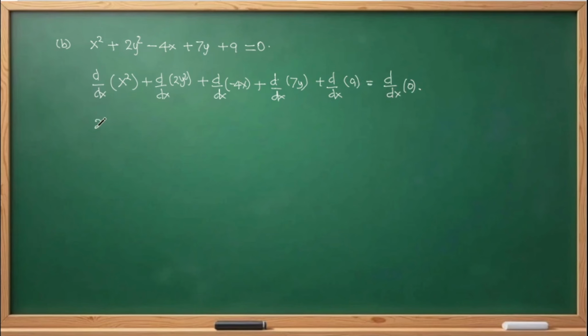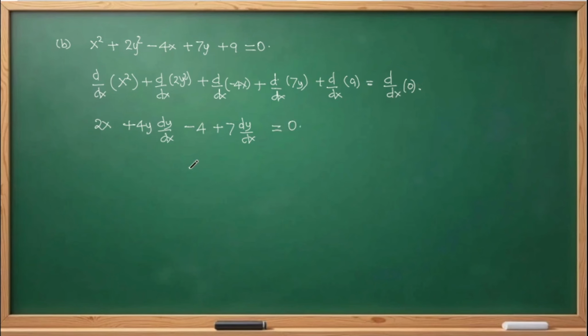So we can differentiate this, we obtain 2x. Now here, implicit differentiation, we have 4y times dy/dx. Here is the normal differentiation, we have negative 4, and here also implicit, using the chain rule, we have 7 dy/dx, and then the derivative of a constant is 0, and also the derivative of 0 is likewise 0.